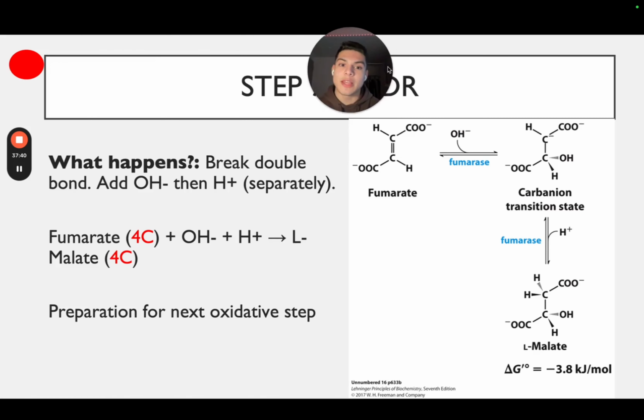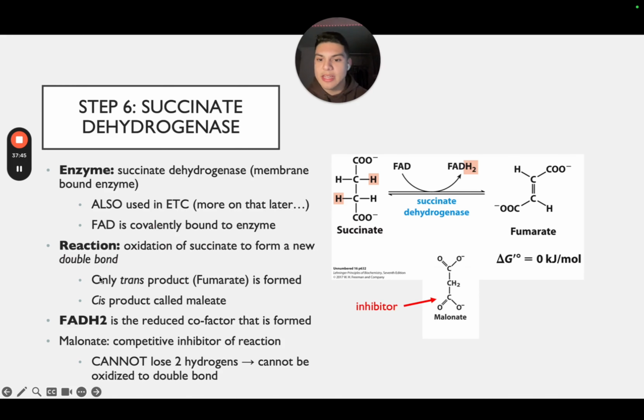But moving on, when we have formed fumarate, I know I skipped over what I was going to say: only the trans product is formed. This is important. I don't know why I didn't touch on this. Succinate will only form the trans product of fumarate. And this is important because that trans fumarate will form a specific type of malate. It doesn't form a cis fumarate. It only forms a trans.